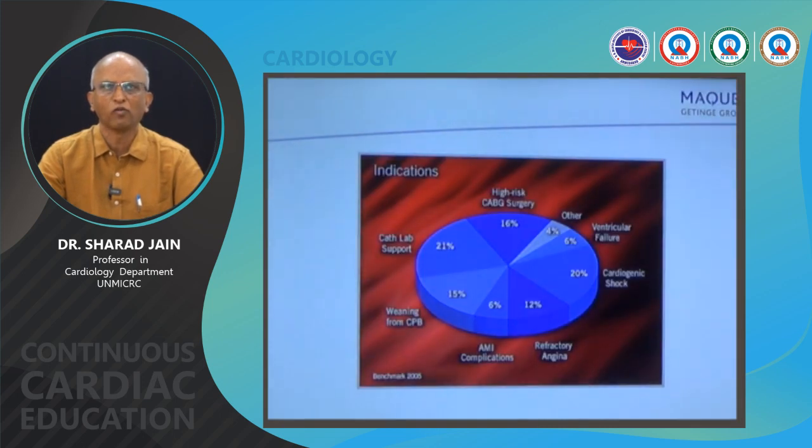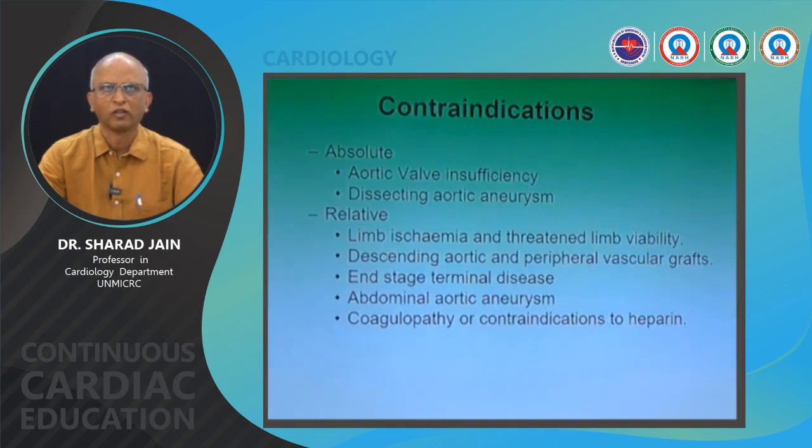So, these form the various indications for use of IABP, like high risk CABG surgery, then other surgeries, ventricular failure, patient with cardiogenic shock, patient with refractory angina, complications like VSR or MR after acute myocardial infarction, patients who are weaning from the cardiopulmonary bypass to get help in getting off the CPB, and as cath lab support also.